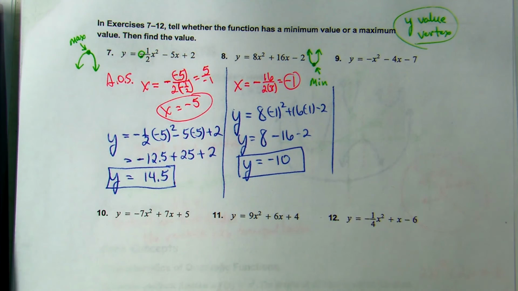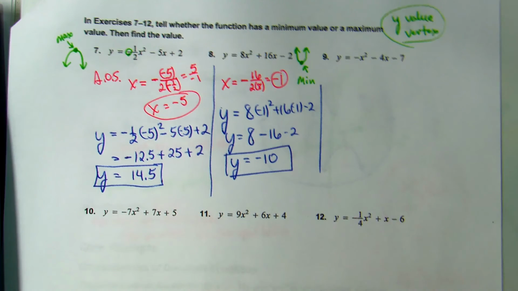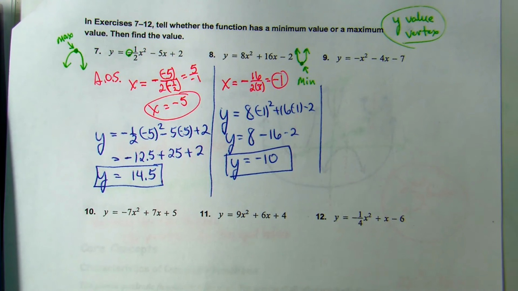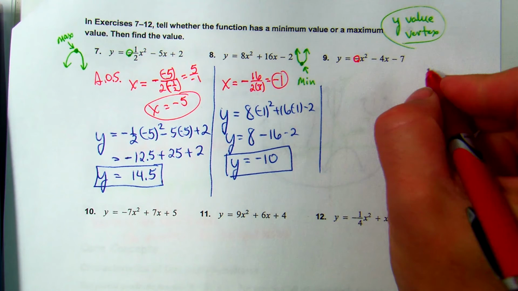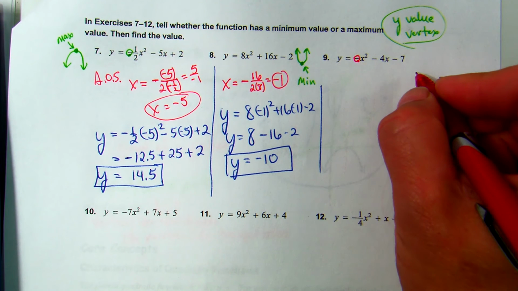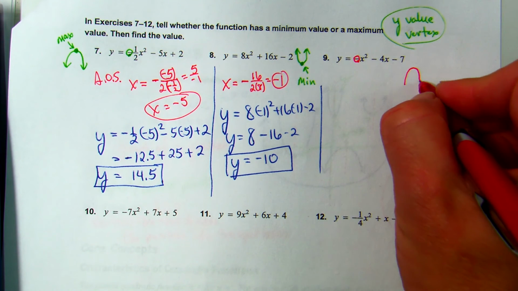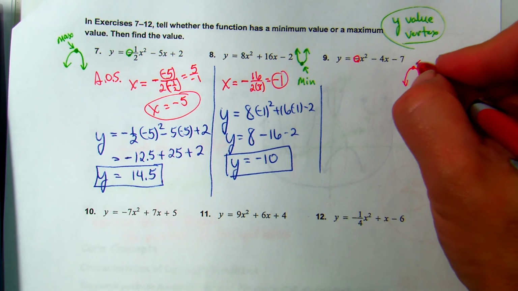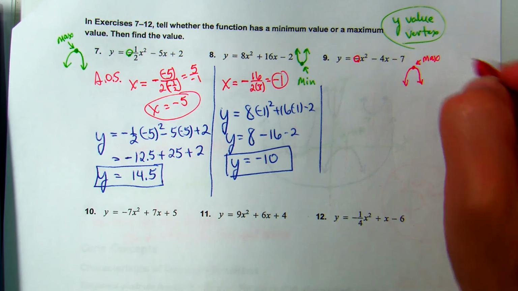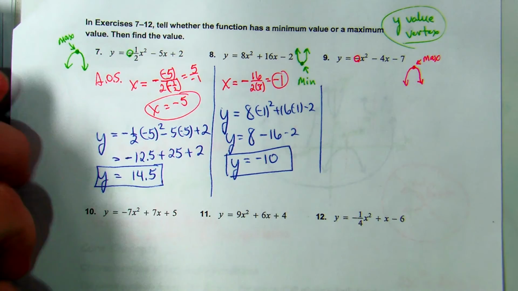On number 9, we may do this on the calculator. Number 9 here, we're going to have a negative number. So the negative means this graph opens up or down? It opens downward. So because it opens downward, this is a min or a max? That is a max.